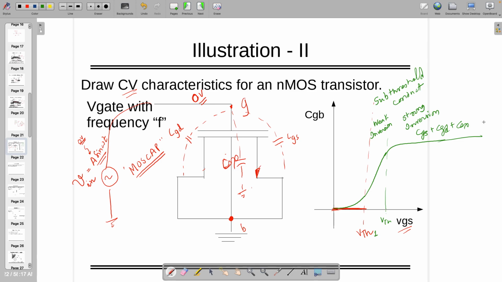Any problem with this? Right? No problem, right? So this is how it should look.